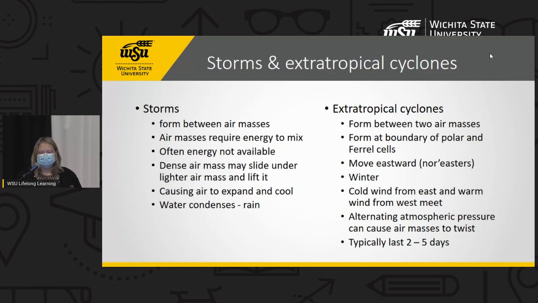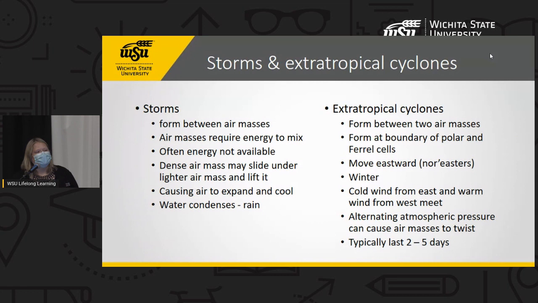Storms are something that forms between air masses. So you have two different air masses, and the storm is occurring because they're going past each other. So in order for air masses to mix, it would require a lot of energy, and this amount of energy is usually not available to them.